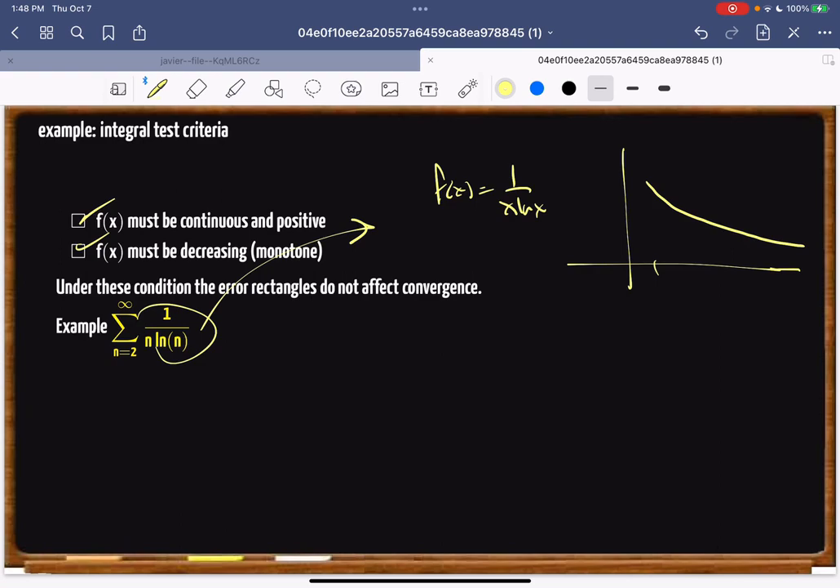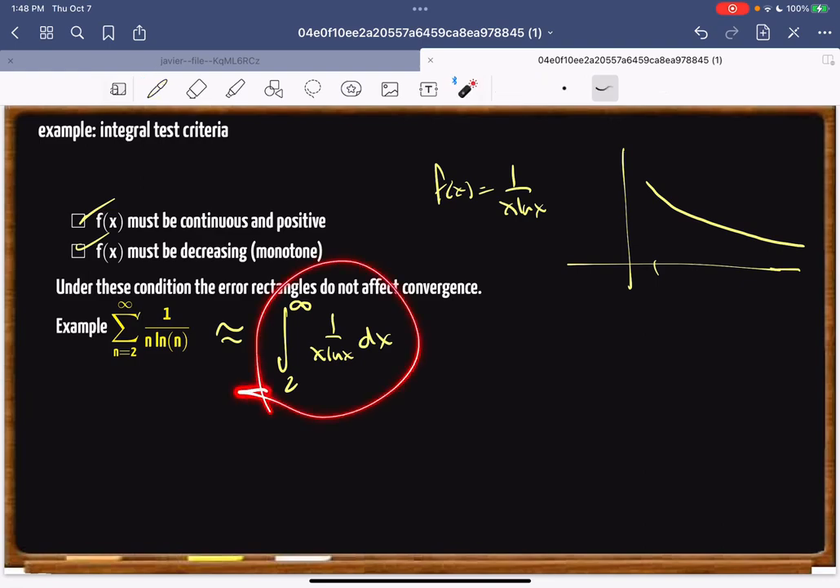So therefore, once we've checked that, we can conclude that this one behaves the same as the integral from 2 to infinity of 1 over x ln of x dx. They both converge or both diverge. Since this one is easier for me to determine whether or not it's finite, I'm going to work on this one. I already know they're both going to behave the same. So by proving that this one is finite, I will have proven that this one is also finite, because this part over here tells me that the corners don't matter. And so here we go.